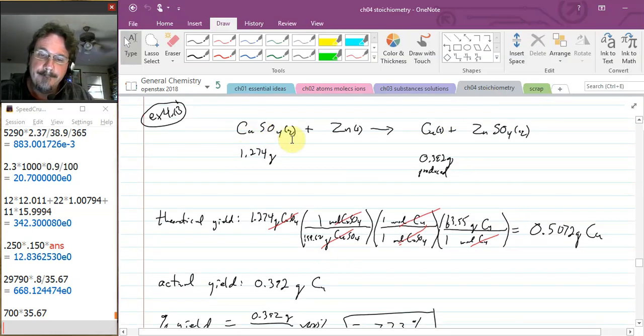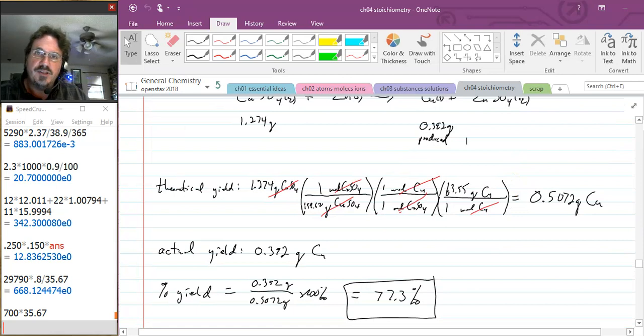Here's my balanced equation. Again, I like to write underneath each one what I have or know or what I'm trying to calculate, right? So they told me I'm starting with 1.274 grams of copper sulfate, and they told me when I did the reaction in the lab, I got 0.392 grams of the copper metal. What's the percent yield? So I'm going to have to calculate this. Percent is actual divided by theoretical. I already have my actual, 0.392, so I need to calculate my theoretical. Once I get that, I can divide, and I'll have my answer.